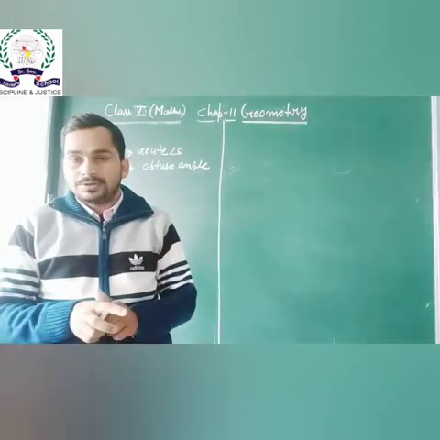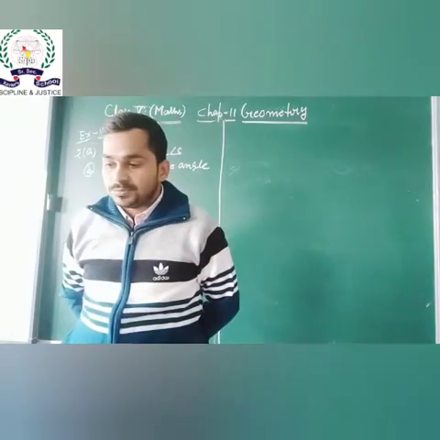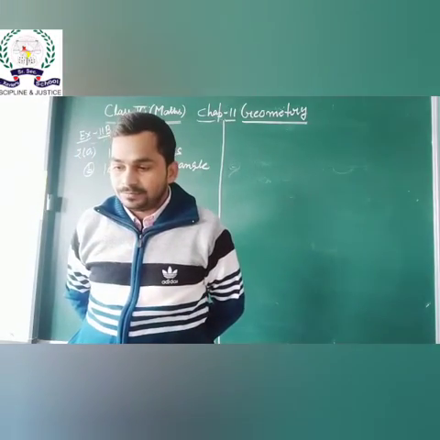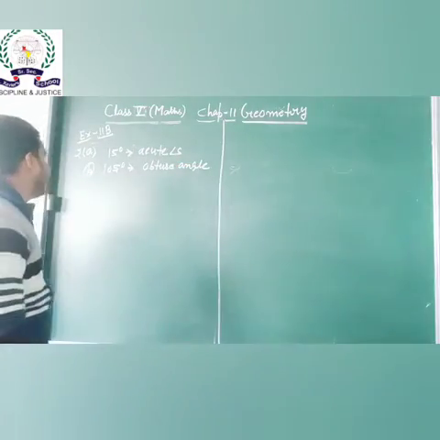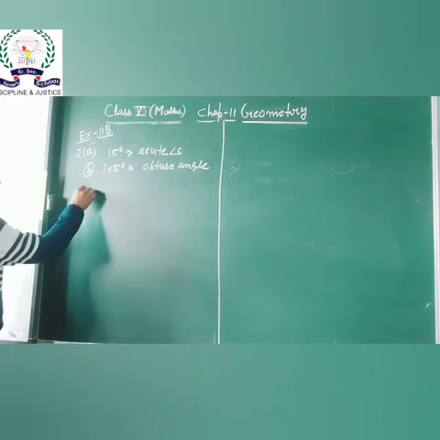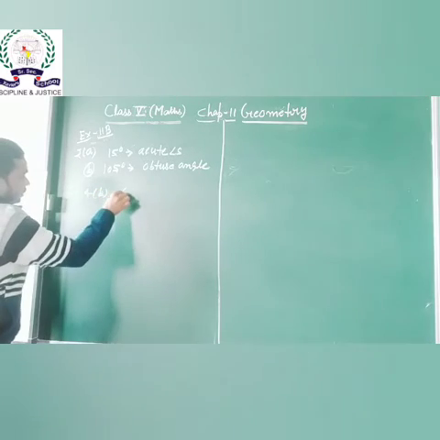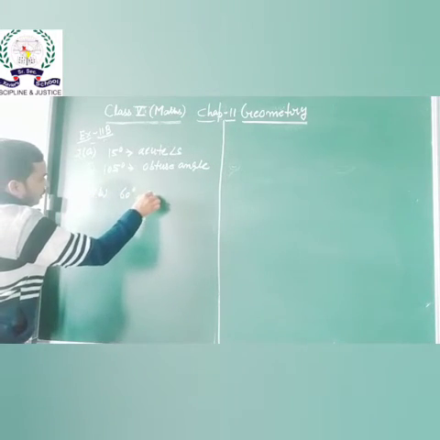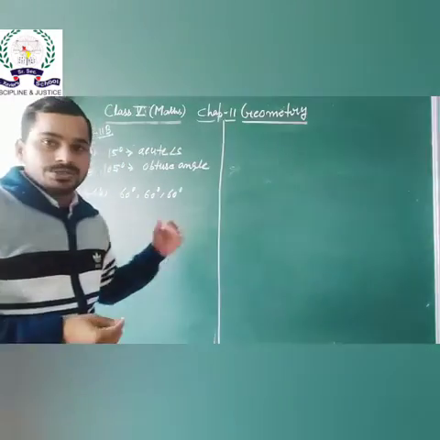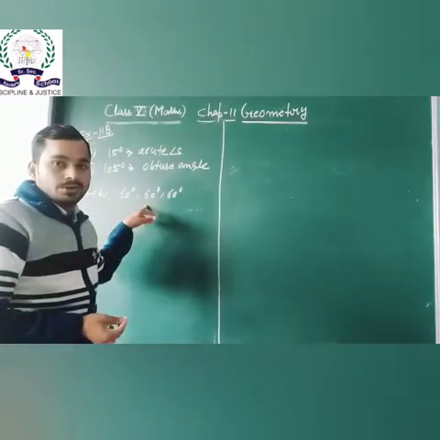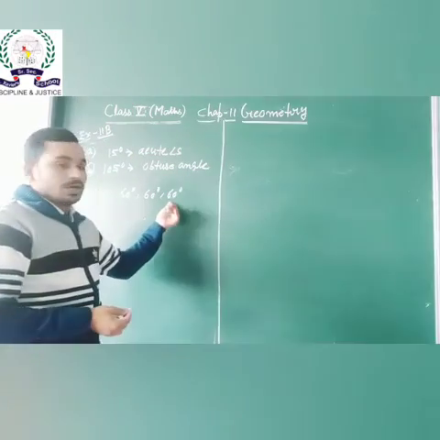Now question number 4: give an example in terms of degree measures for each of the following. One is done for you. Three angles such that their sum is a straight angle. So take care, the three angles are 60 degree, 60 degree and 60 degree. When we add all these three angles, we get 60 plus 60 is 120, and 120 plus 60 is 180 degree. And 180 degree is called a straight angle.